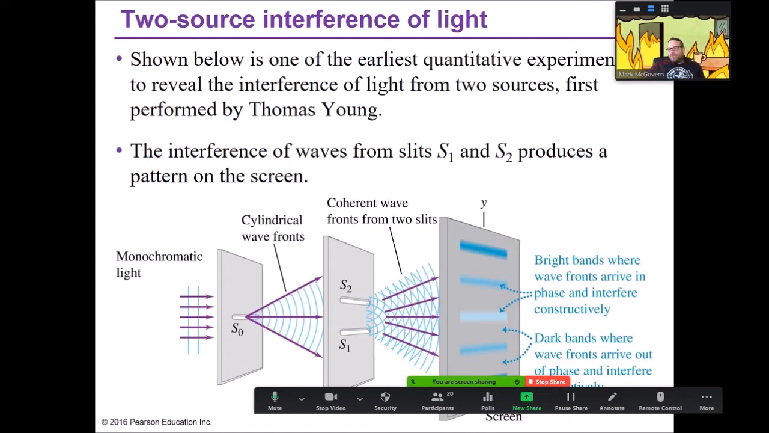It's a simple experiment to do. I mean, you produce screens of narrow slits.